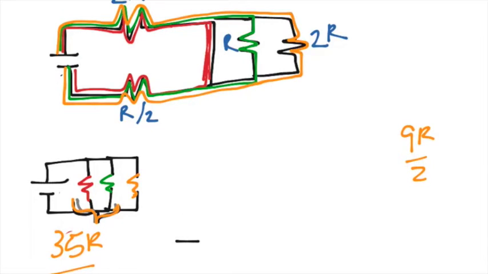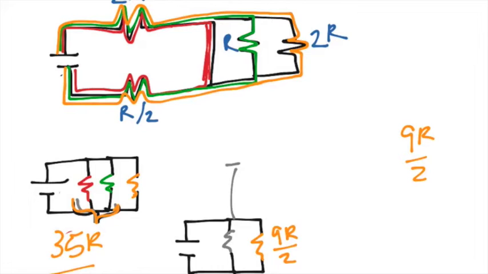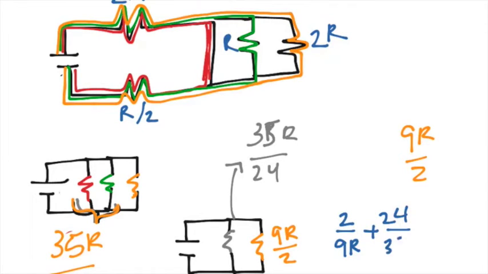Okay, so we're going to do this and do this. This resistor is the one we just solved for, and this one is still the yellow one, which we haven't touched yet. That's 9R over 2. And the gray one we just found is 35R over 24. So now we simply have to solve this the same way we solved the other one. So let's start adding together 1 over R1 plus 1 over R2. We have 2 over 9R plus 24 over 35R equals 1 over R equivalent.